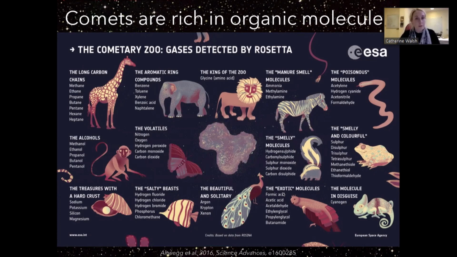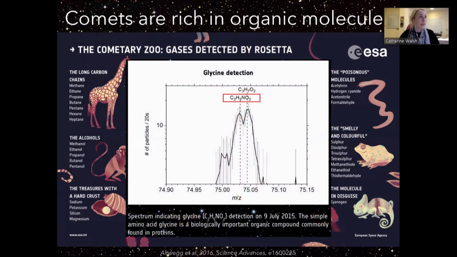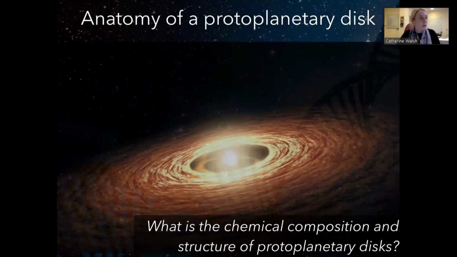But the one molecule that I want to point out for the purposes of this talk is the king of the zoo, the lion, and that's glycine. I think Paul already showed you this as well. So glycine was detected by Rosetta because of its very high precision mass resolution. So it was able to see the fragmentation pattern from this particular molecule. So we know that comets contain at least the simplest amino acids. And we want to understand how interstellar or circumstellar chemistry helps to make those very complex molecules.